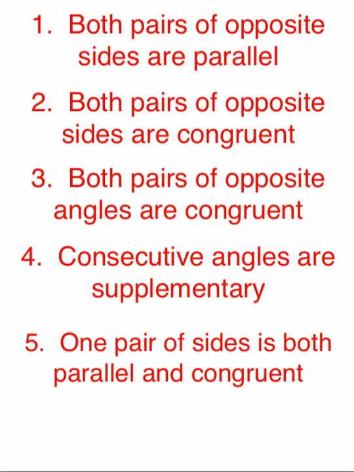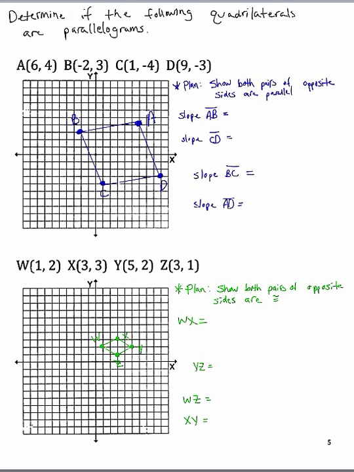Now, when I'm working with coordinates, what I consider to be the simplest way is to simply show that both pairs of opposite sides are parallel. Because to show that opposite sides are parallel, I simply need to find the slope. So on this first example, that's exactly how I'm going to do it.